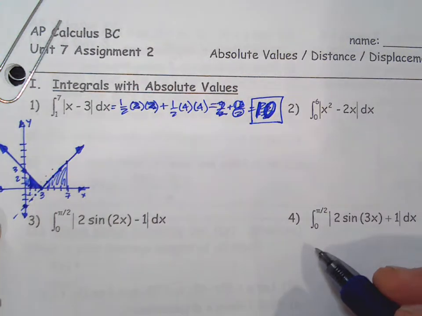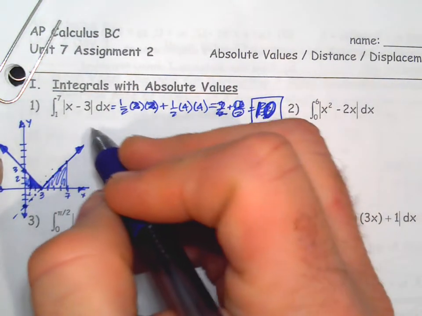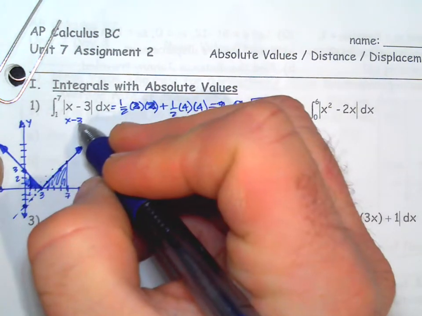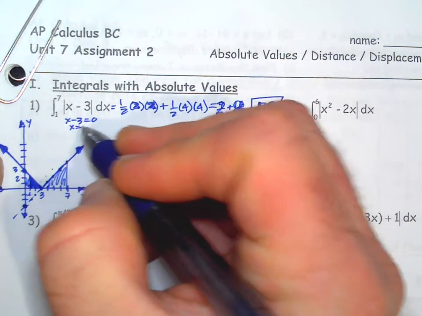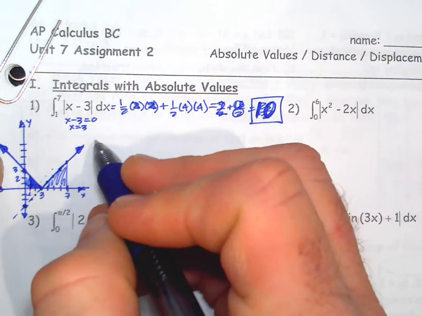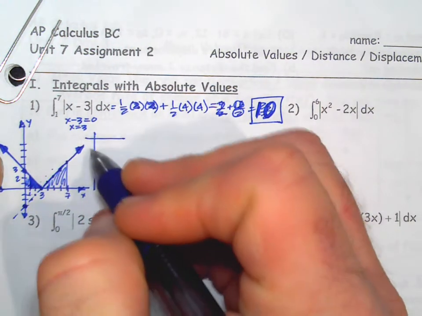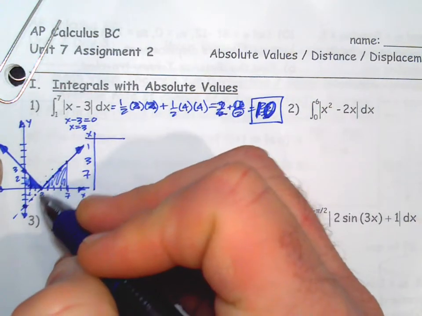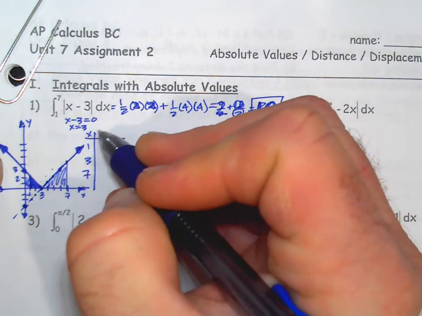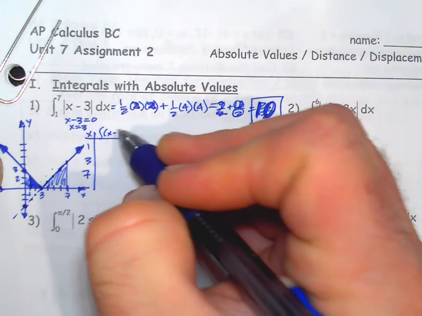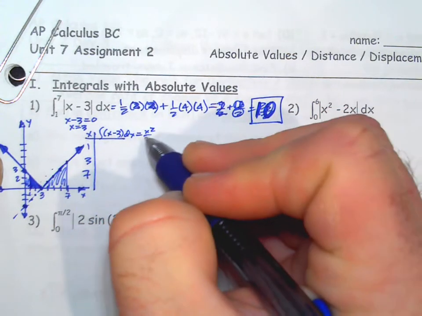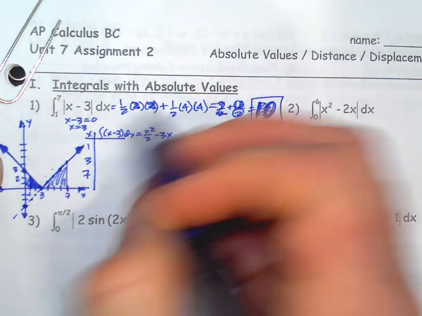So the other way is to use like a table. So you would find the zeros by setting equal 0. And then you could set up a table, break it up at the zeros, kind of like what we did in the graph. We broke it up at the x-intercept. We're going to integrate the function without absolute values and just plug these in.